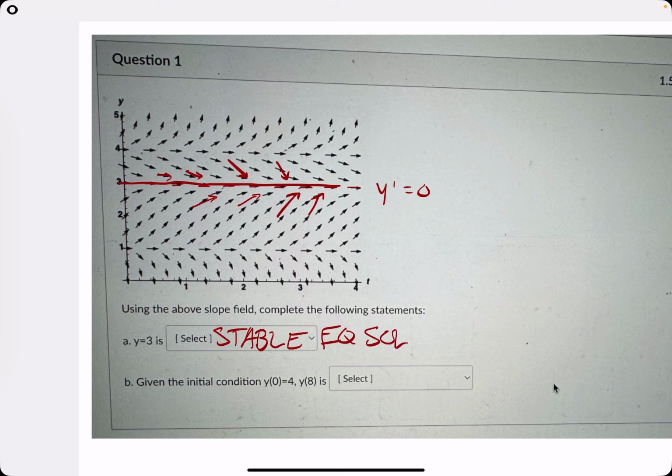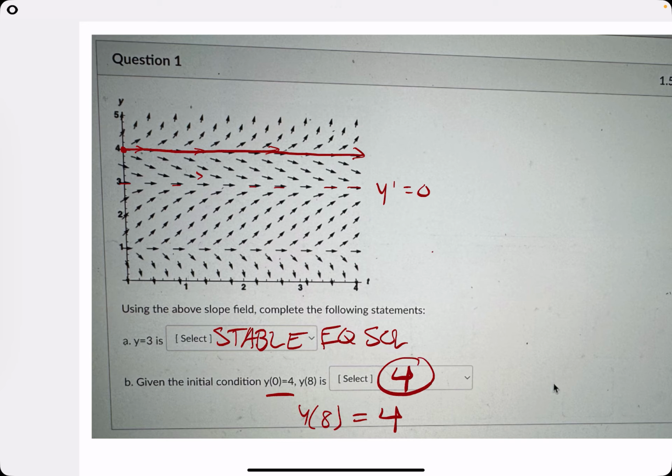Part B, given the initial condition y of 0 equals 4, y of 8 is. So y of 0 equals 4 means we have a solid dot, a point at 0, 4. And then if we just follow the arrows from there, we connect the arrows and write out that function. So this line is the solution starting at 0, 4. So the y value at t equals 8 would also still be 4. So it's just going to be 4.